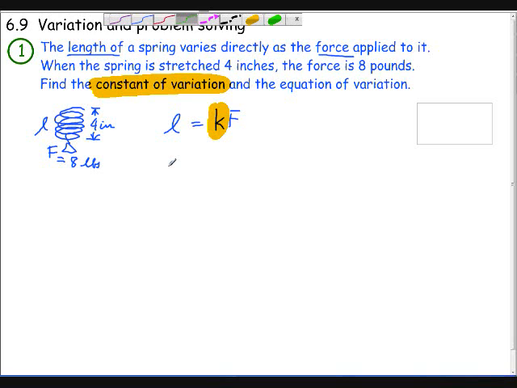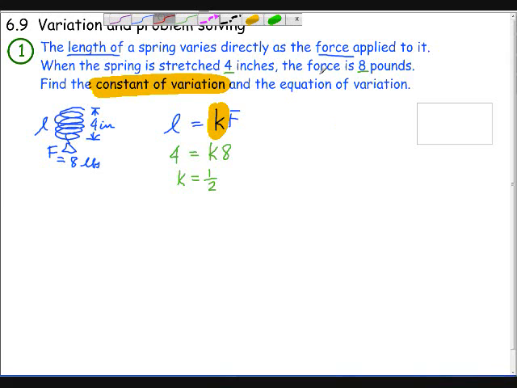All right, so I've got some numbers. If I didn't have some numbers, I could never figure this out. I have 4 and 8. I can plug those in. Length of a spring when it is 4 inches, still equal to some constant of variation, which I'm about to figure out, times 8. It's pretty simple for me to figure this out. I'm just going to divide both sides by 8, so my K is equal to 4 divided by 8, or 1/2. I am not done.